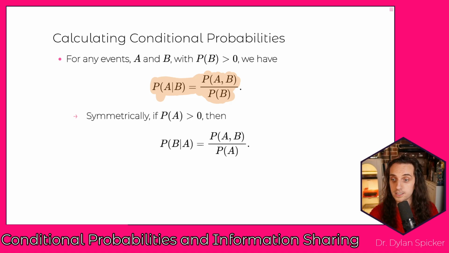If instead we wanted to look at the probability of B given A, so what is the probability that B occurs if we know that A has occurred, we use the same definition, except we change out the denominator to be the probability of A.